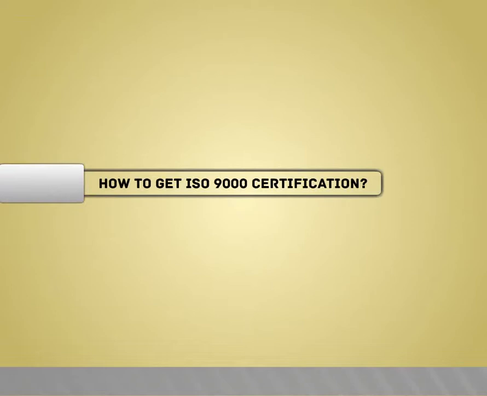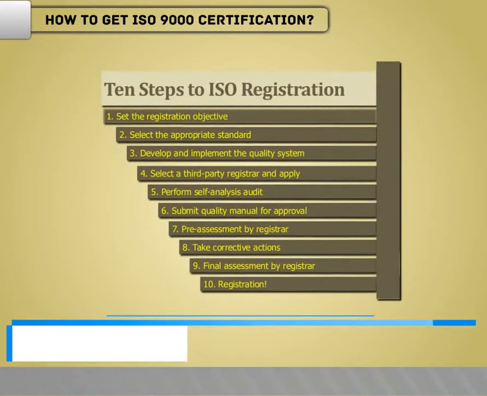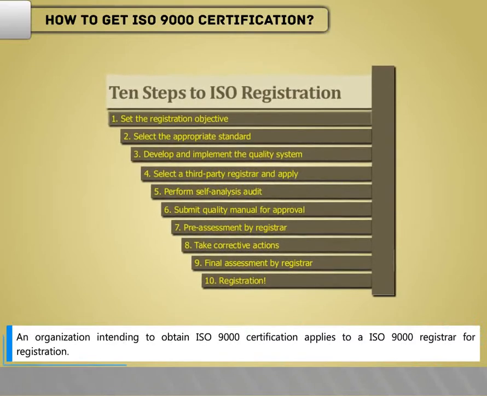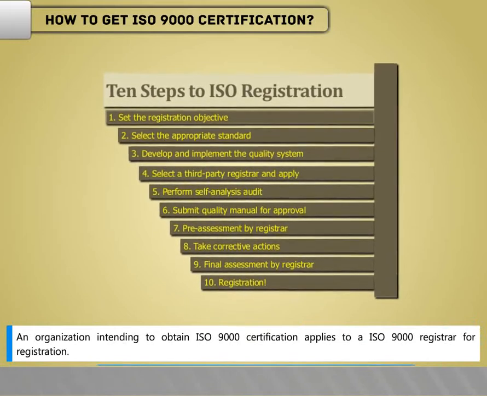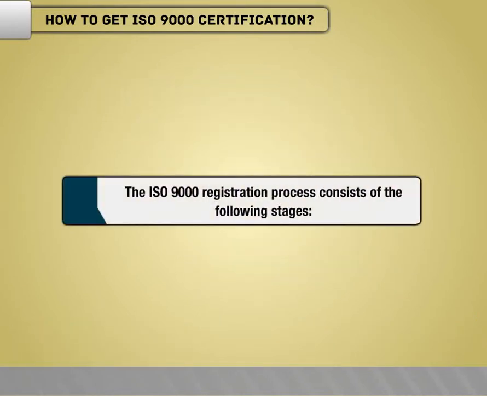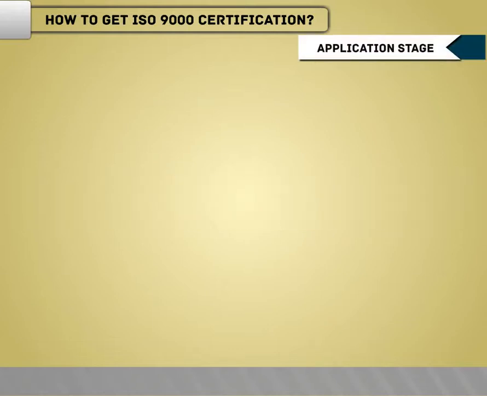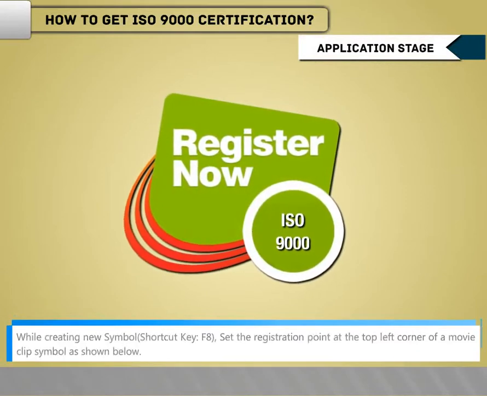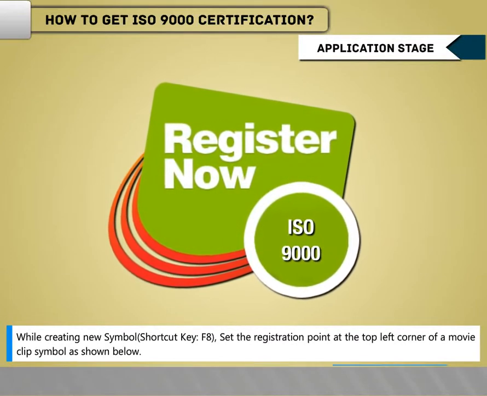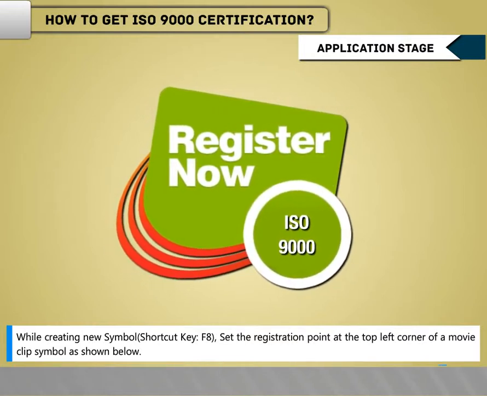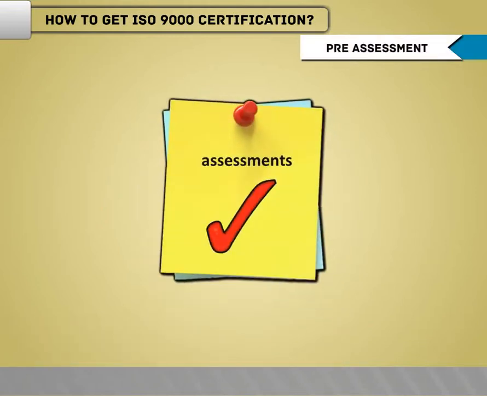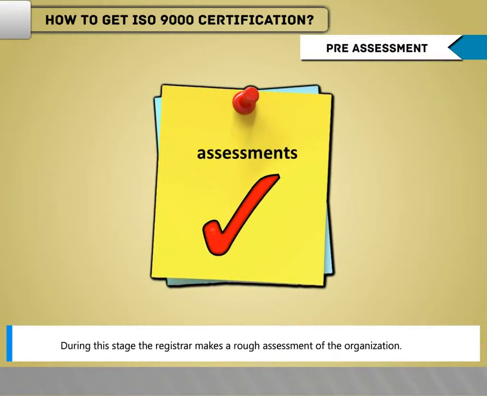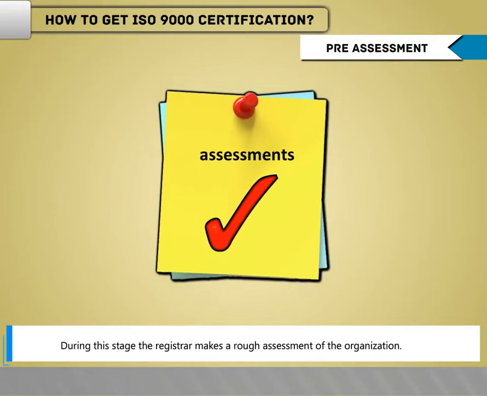How to get ISO 9000 certification? An organization intending to obtain ISO 9000 certification applies to an ISO 9000 registrar for registration. The ISO 9000 registration process consists of the following stages. Application stage. Once an organization decides to go for ISO 9000 certification, it applies to a registrar for registration. Pre-assessment. During this stage, the registrar makes a rough assessment of the organization.